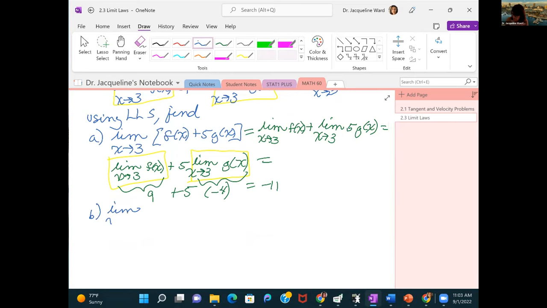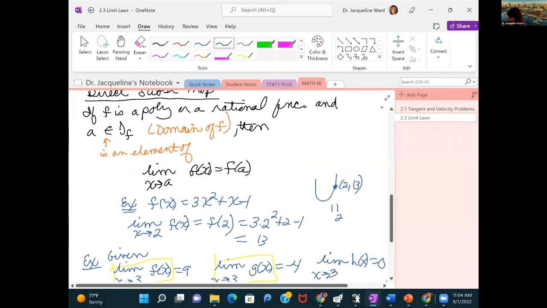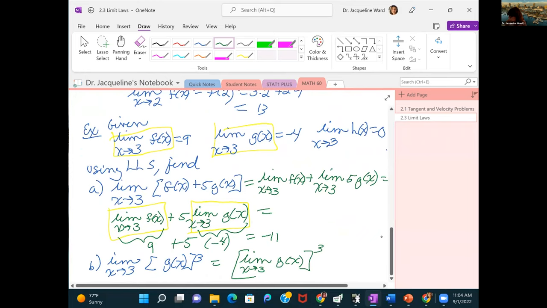And the limit as x goes to 3 of a function cubed, we can make use of that power law. The limit of a power is the power of the limit. And so we know what the limit of g is, -4. So again, you can substitute in the -4. You get -64.